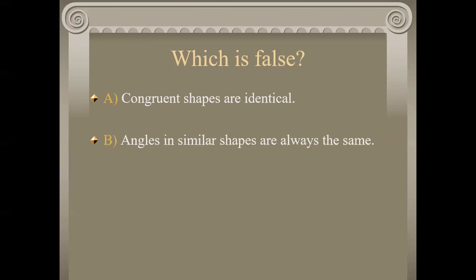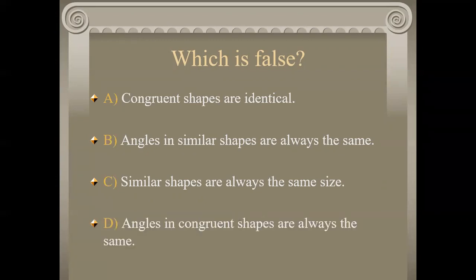Angles in similar shapes are always the same. Yes, that's true. Similar shapes are always the same size. No, similar shapes have the same shape but different sizes. So this one is the false one. And the fourth one is angles in congruent shapes are always the same. That's true. So the false one is number C.